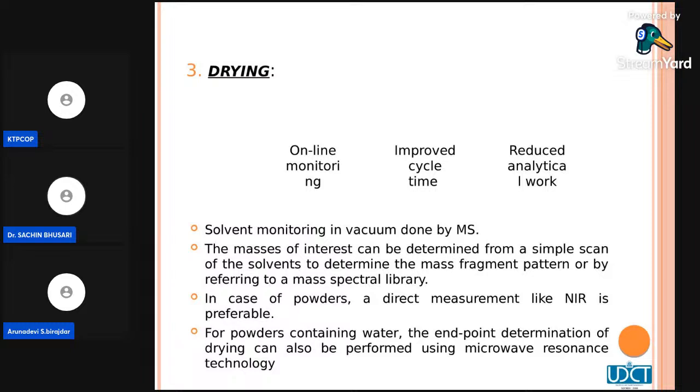So online drying, online monitoring, improved cycle time, reduced analytical work. So in drying, solvent monitoring is done by MS. Even the final product which is generated can be monitored by the mass. Okay.